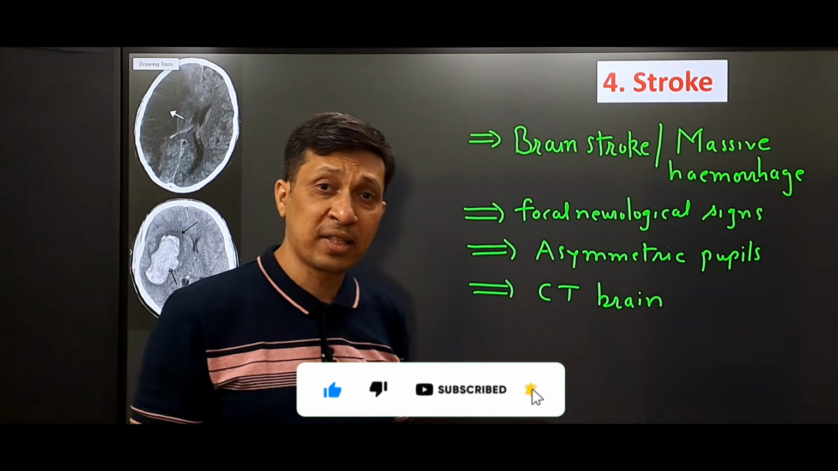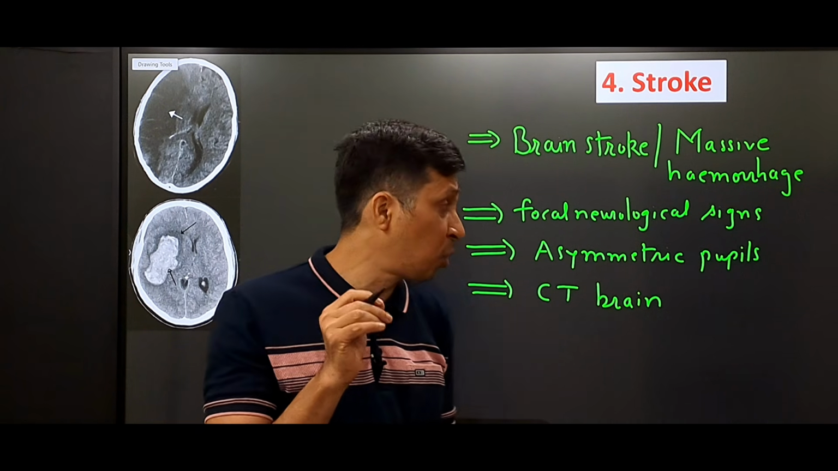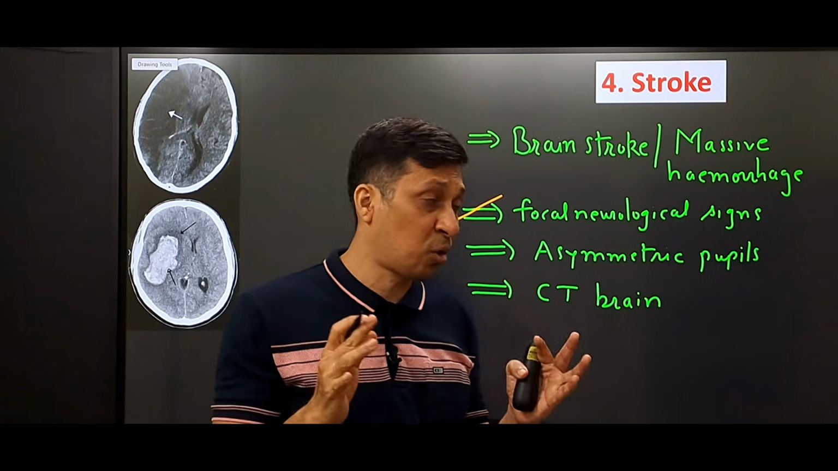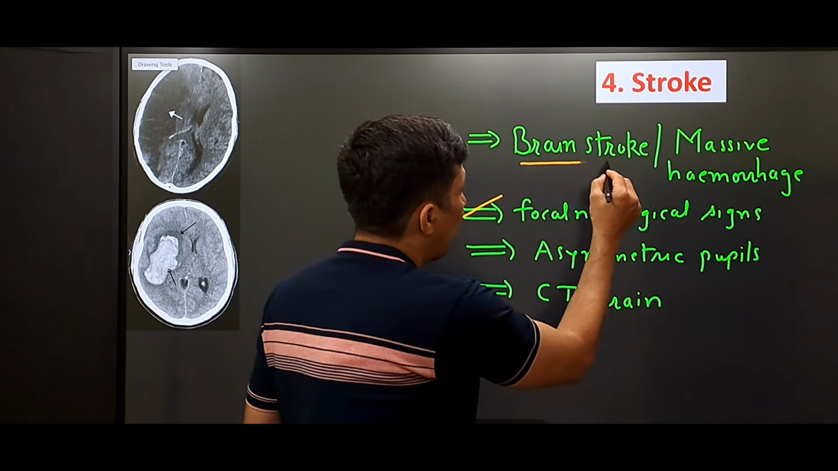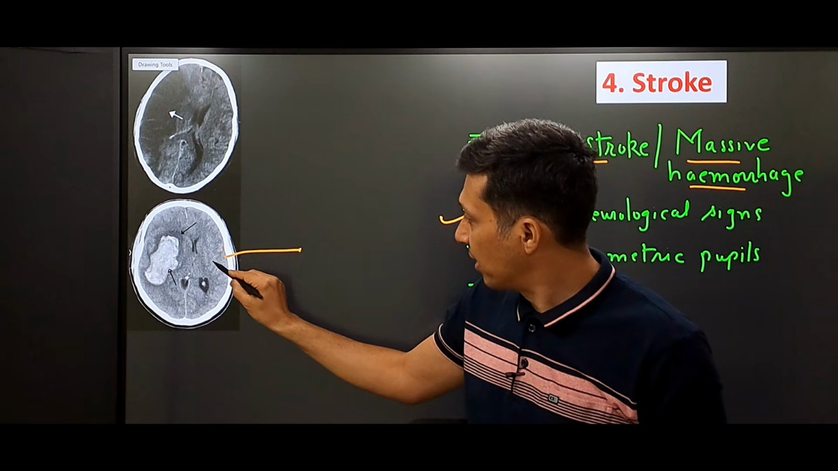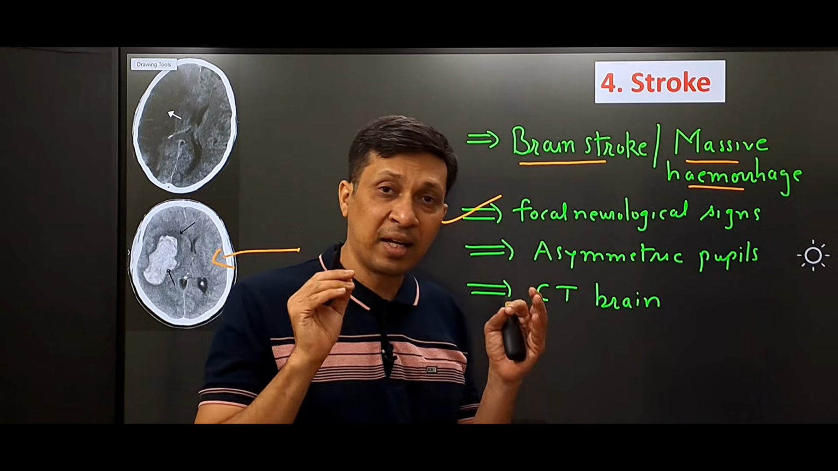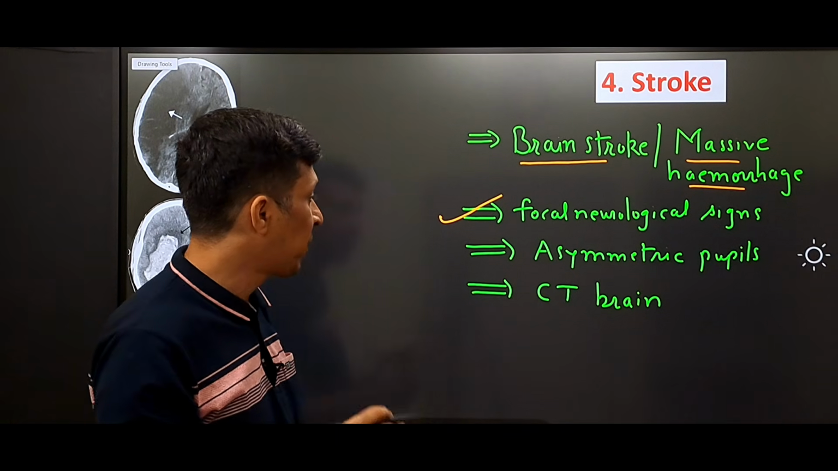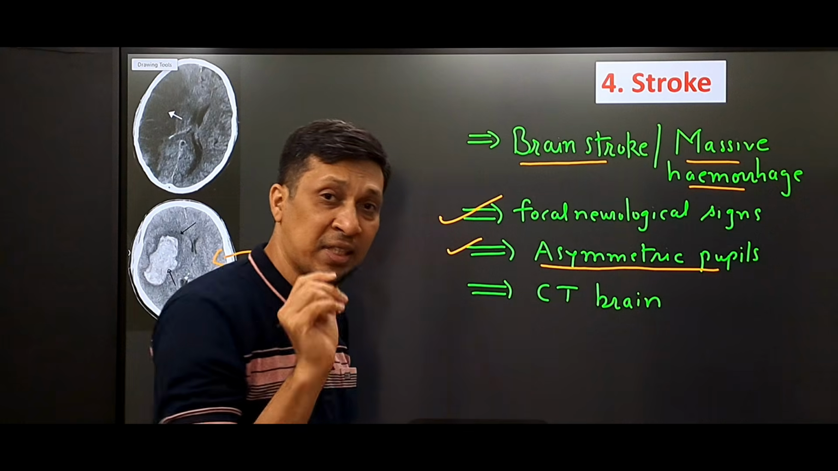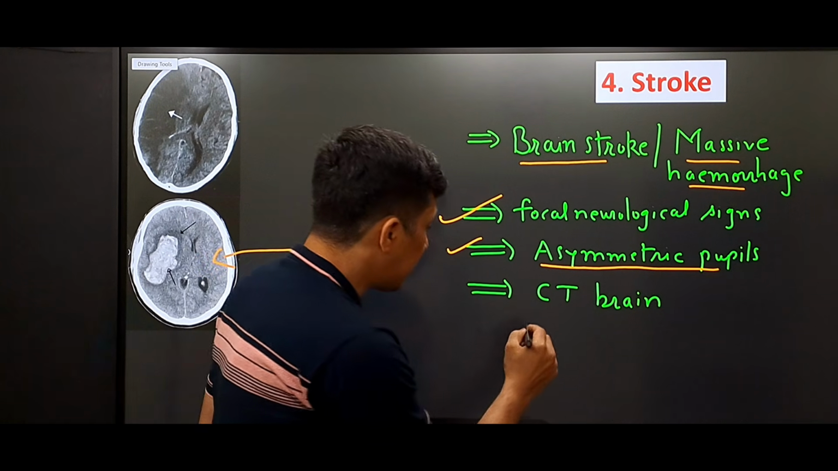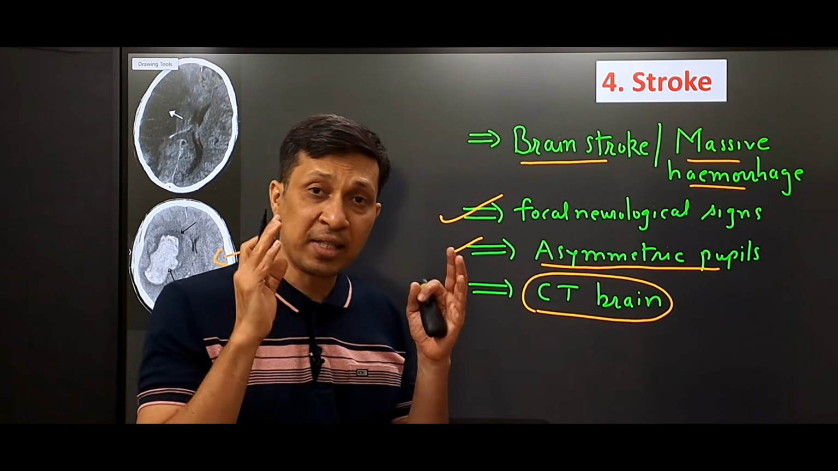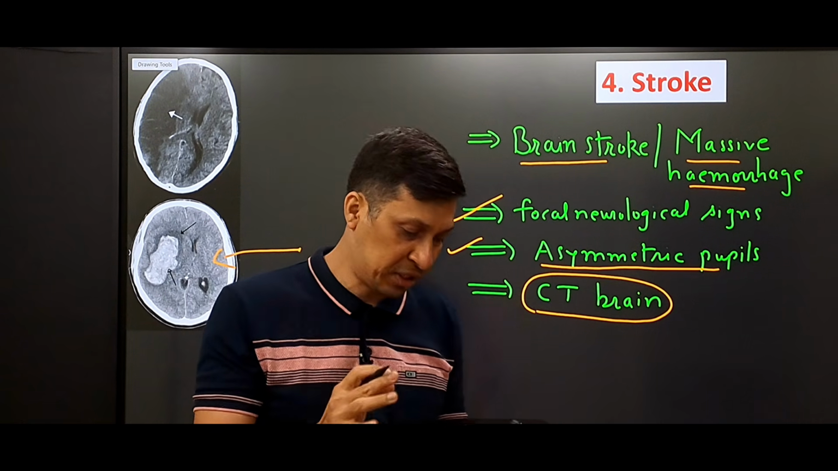Then the fourth cause can be stroke. Generally in stroke we get focal neurological signs, but in certain strokes like brainstem stroke, or when there is a massive hemorrhage, as you can see here, there can be a loss of consciousness. The important sign here is asymmetric pupils. The investigation that we have to do here is CT brain, because this can distinguish whether the stroke is hemorrhagic or non-hemorrhagic.